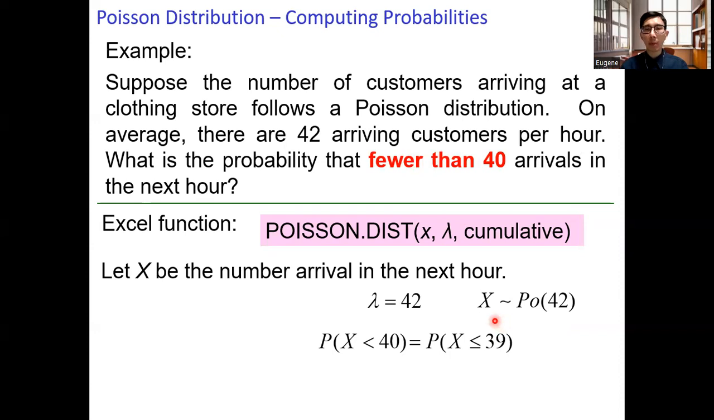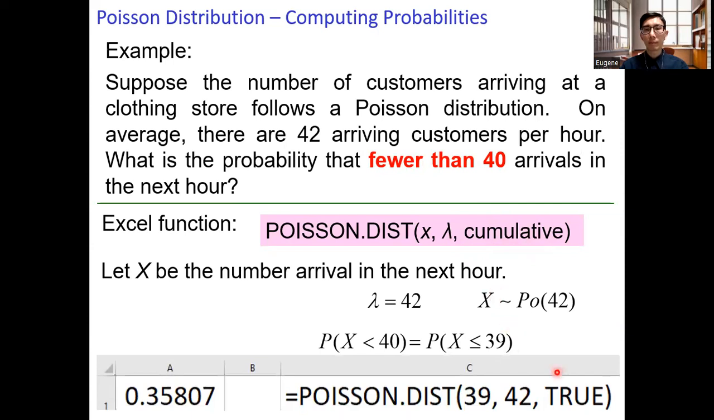And we want the cumulative probability. So here, the cumulative parameter, we will set it equal to true. And we get X equals 39, lambda 42, cumulative is true. And the answer is 0.3581. So that is 35.81% of the time we have fewer than 40 arrivals in the next hour.